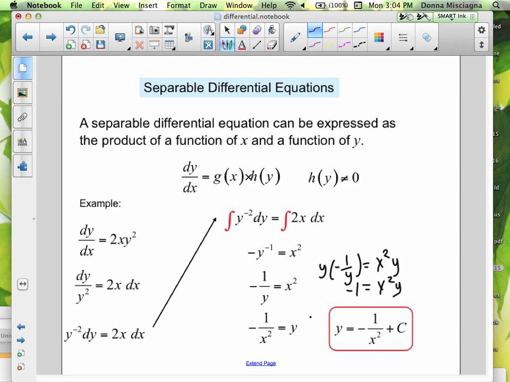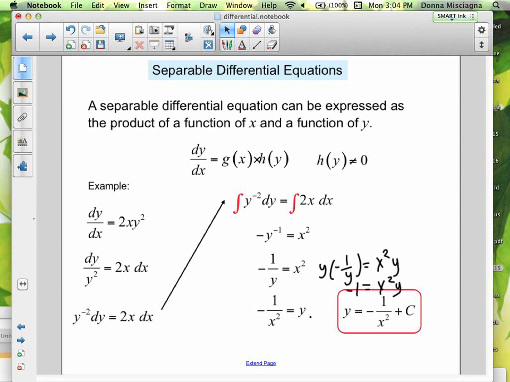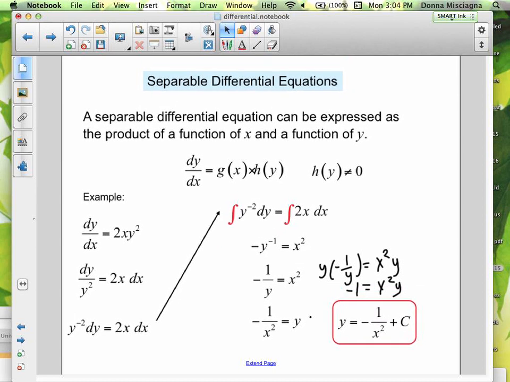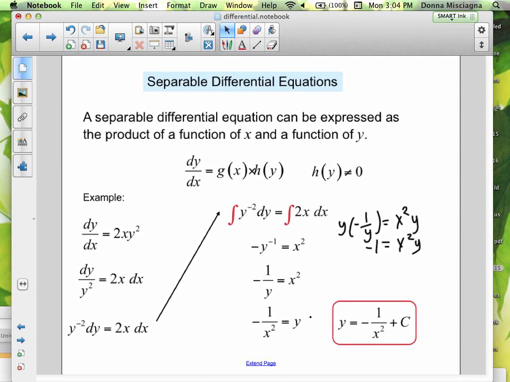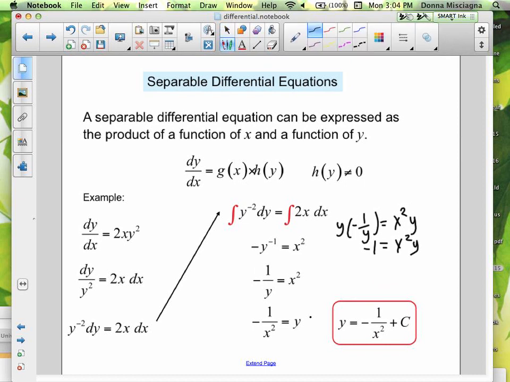And then if we want the y on one side and the x on the other, oops, no, the wrong thing moved. Of course. You stay, you move. All right, so now we'll just divide both sides by x squared. So now we have y equals negative 1 over x squared, but we do need a plus c.